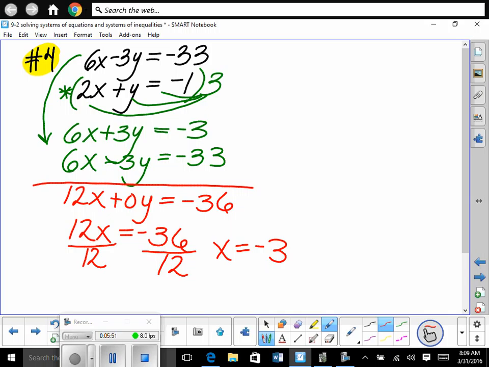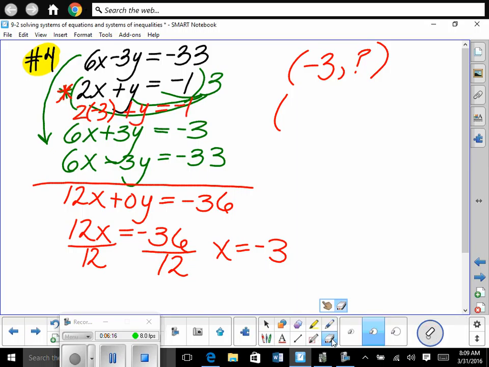Okay, so we got x is equal to negative 3. But once again, we're trying to find where these two lines intersect. They're both lines. They're not in y equals mx plus b form, but they're still lines. So we're going to have negative 3, comma, question mark. Well, let's figure it out. Let's plug it into either equation. It doesn't matter. I'm just going to plug it in right here. So that's 2 times negative 3, because x is negative 3, plus y is equal to negative 1. And now we'll solve for y.